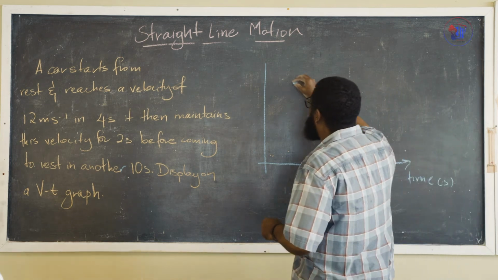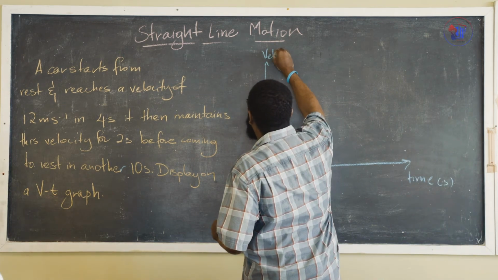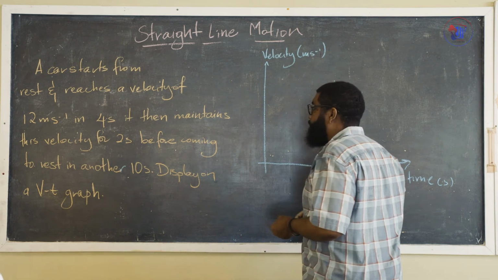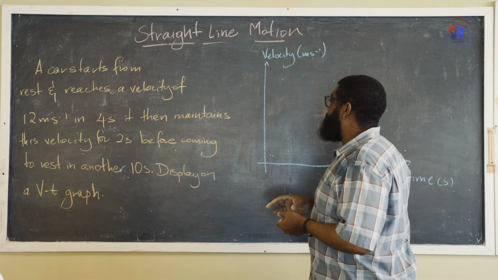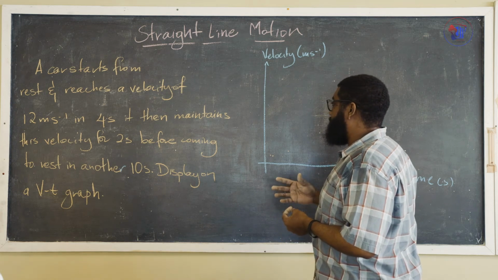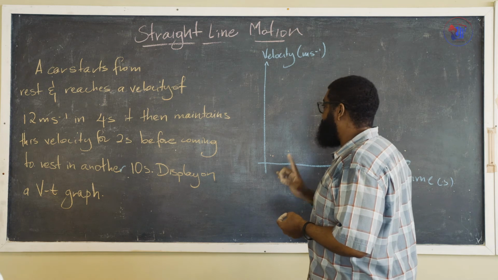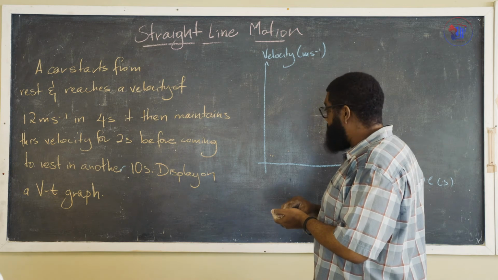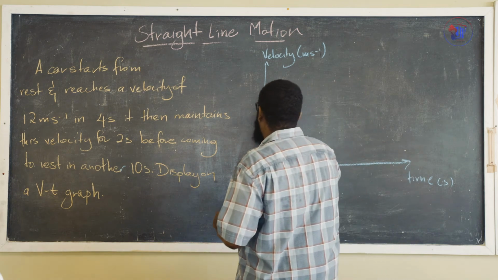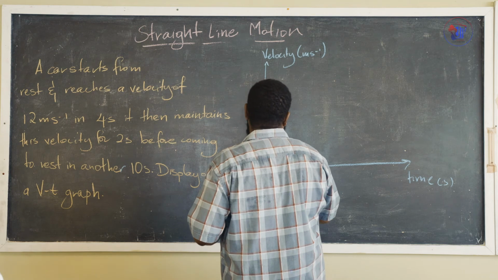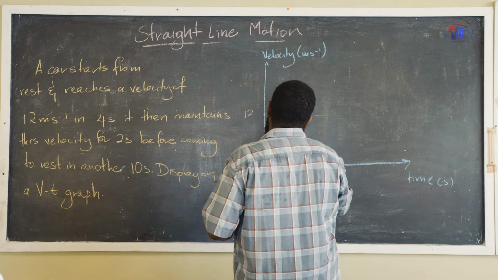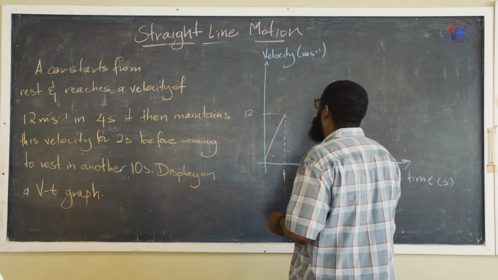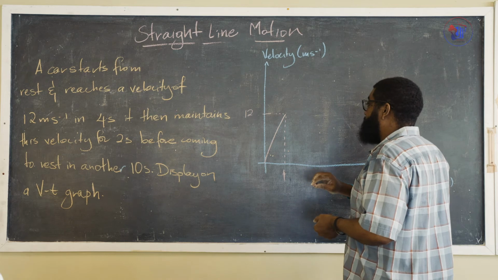Now, when it comes to motion, we can describe the motion of an object in a few ways. I will come to that shortly. So first thing is that it reaches a velocity of 12 meters per second in 4 seconds. So again, people, this is a sketch. It does not have to be perfect.